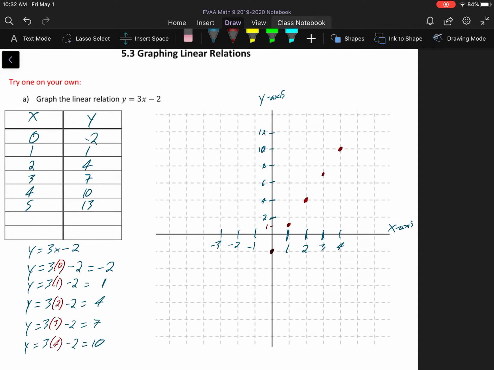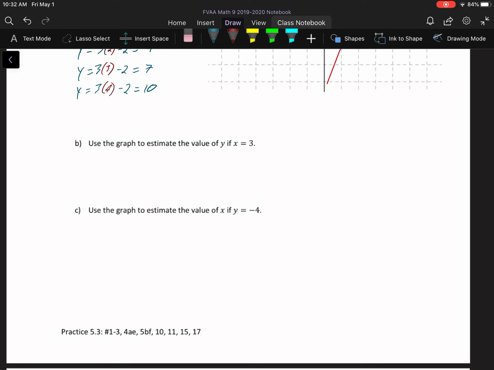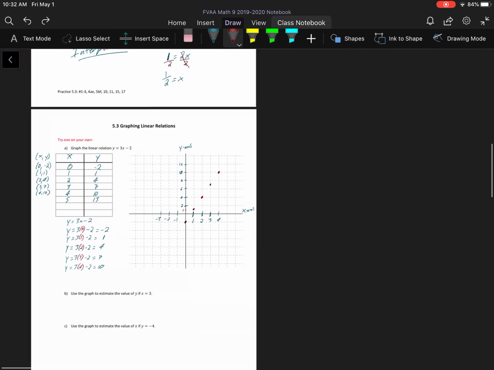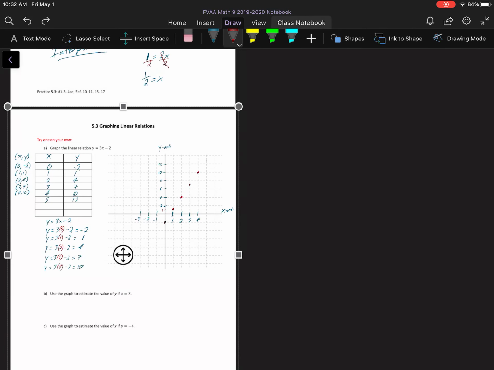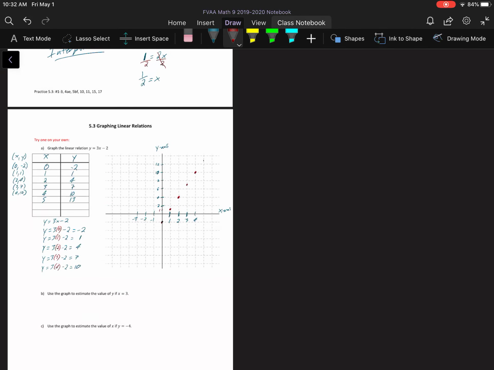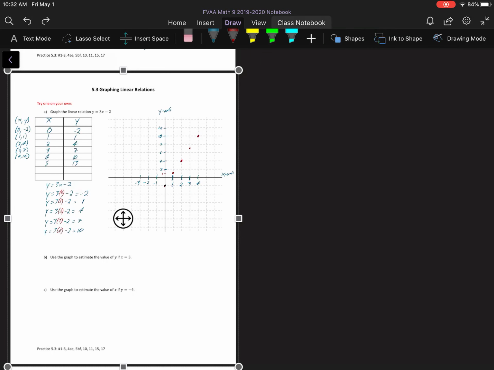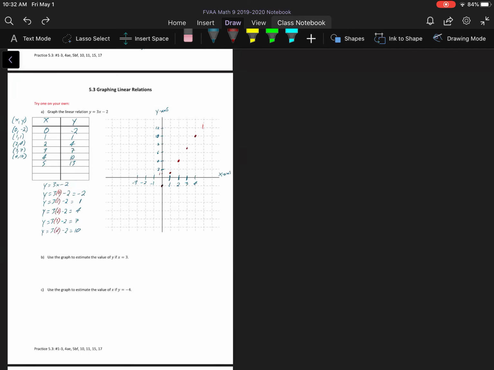So let's say this would be 13. Let's say start from here. Whoa, this is why I don't like this software for drawing lines. It doesn't always do a very good job. Let me try again. So it always swings me down. Okay, then I'm going to draw a nice long line through all the points and in the direction.